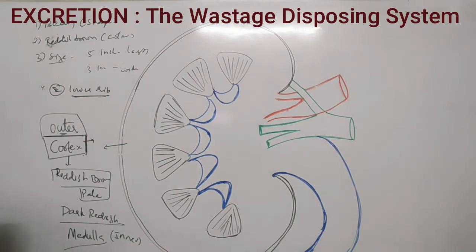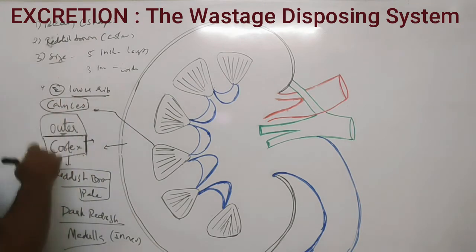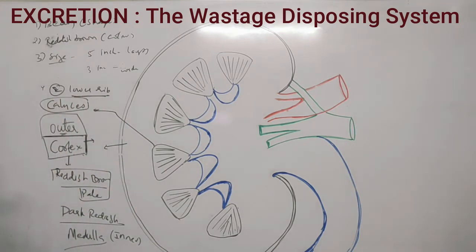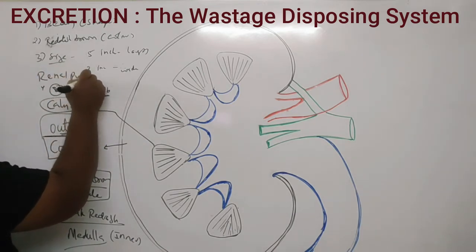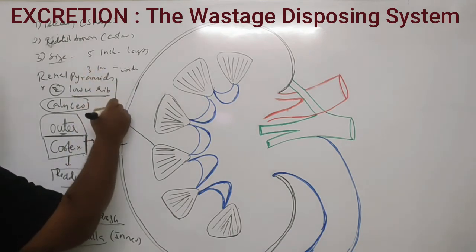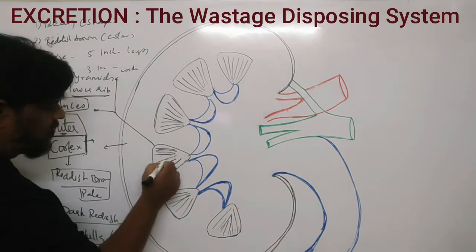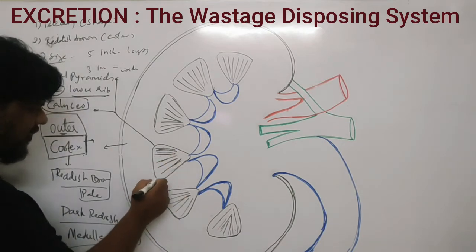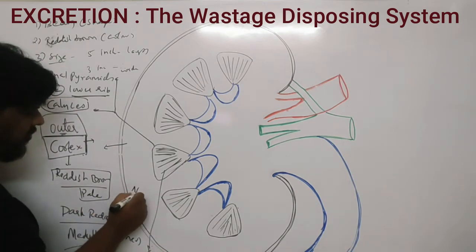Now you can see here some pyramid-like structures which are called the calyces, or you also call them renal pyramids. And what you can see inside these are the nephrons.